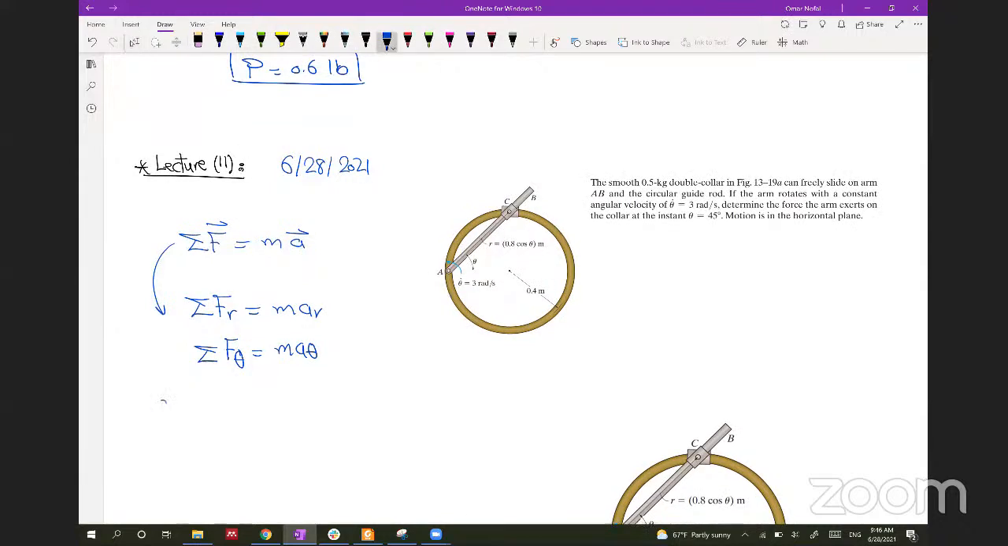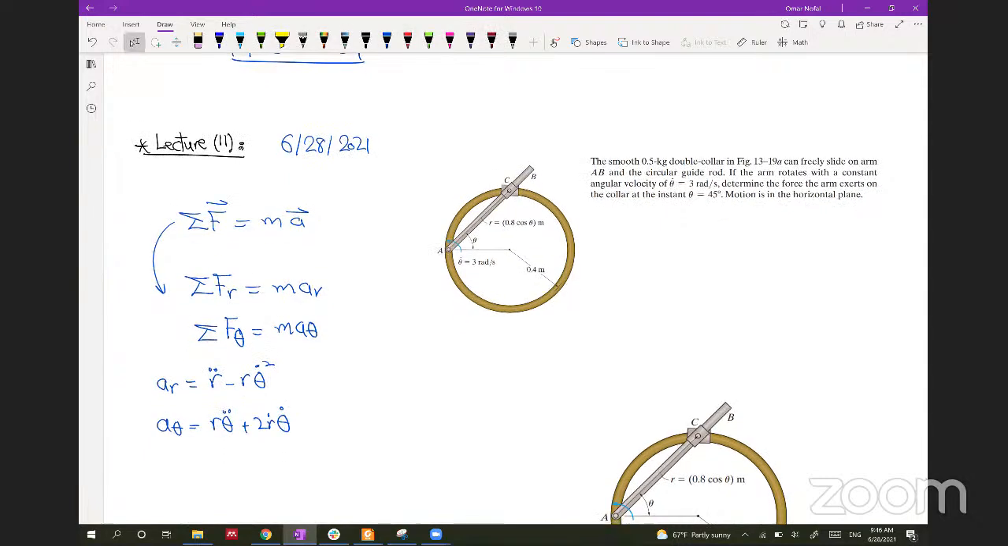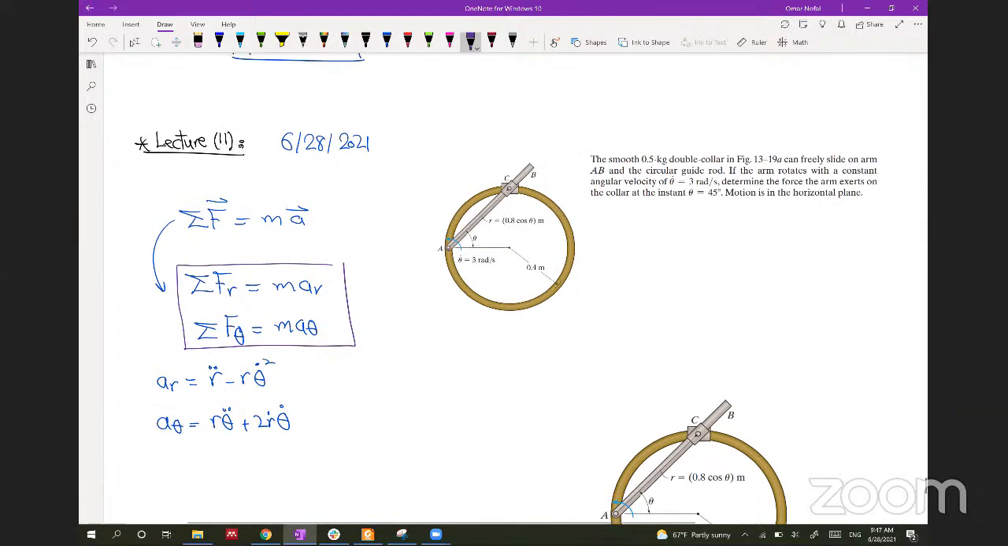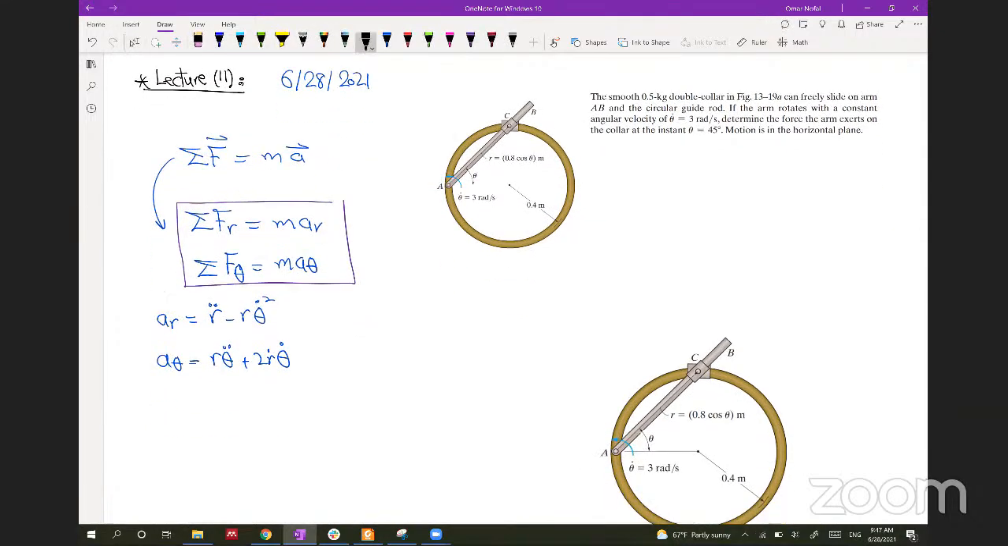As we know from the dynamics equation sheet, a_r will be equal to r double dot minus r theta dot squared, and a_theta will be equal to r theta double dot plus 2 r dot theta dot. This is the key to solving a problem. You will need to find a_r and a_theta, and then construct the dynamics equation, or Newton's second law, in the r and theta directions. So let's solve this problem. It's from Hibbeler's textbook, so let's solve this example.